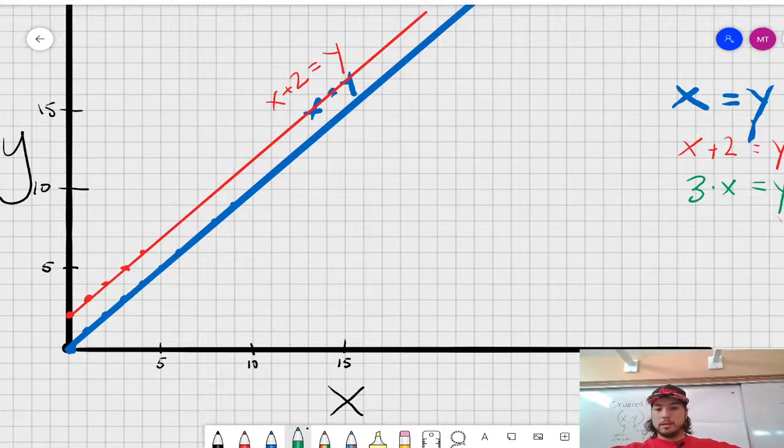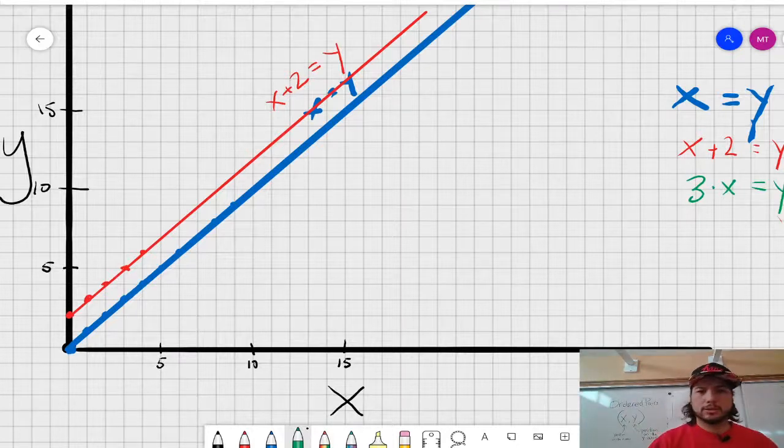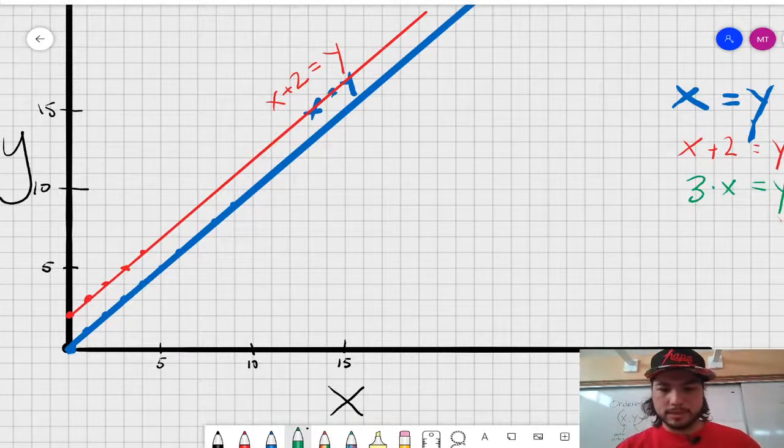Yes, it's parallel. We had 2 people in the chat say parallel. Yeah, those two lines are parallel. Or we can say they have the same slope. That's a word you'll hear later on in math, a little bit more of slope. Okay, let's check our 3 times x equals y and see how that goes.